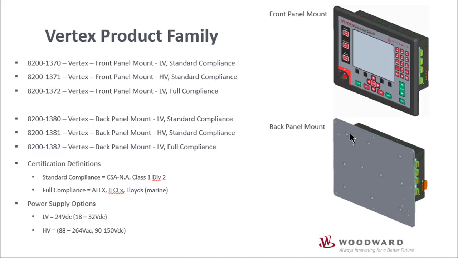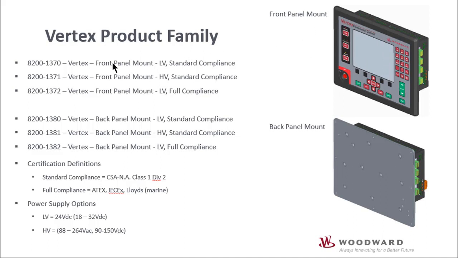Now the back panel mount still has the Vertex GUI loaded onto it, so a remote PC can tie in over Ethernet and use the same display that gets launched here on the front panel mount unit. But basically, these are the two categories for the Vertex. And each of these categories has three part numbers within it.